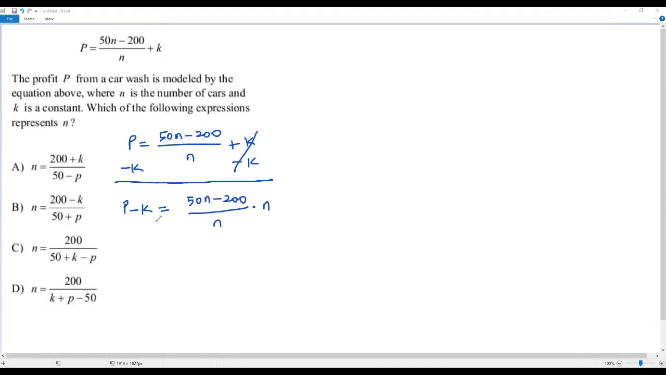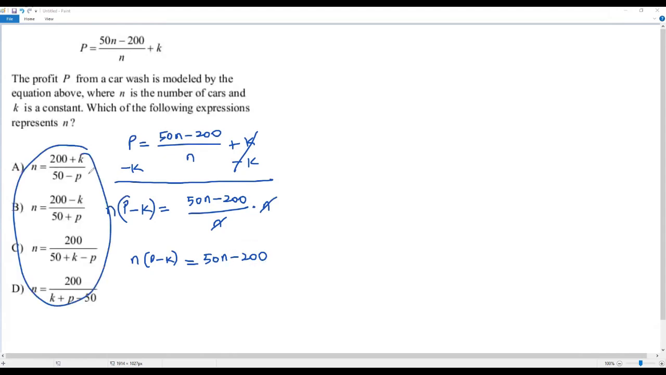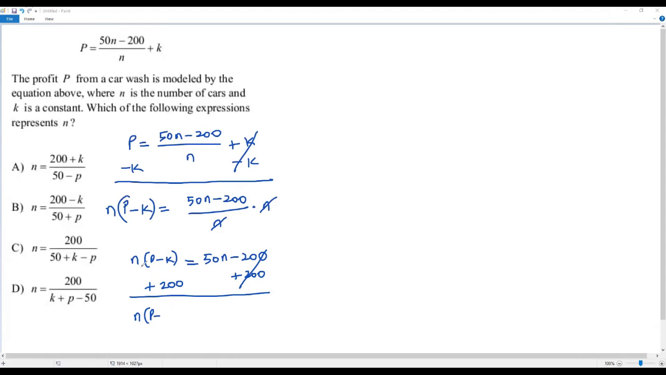Now let me multiply both sides of this equation by n. When I do so, this n will cancel out. I am getting n times (P − k) equals 50n − 200. Here this 200 has a negative sign, but when I go over the answer choices, in all the answer choices this 200 is positive. So let's make this negative 200 a positive 200. For that, we have to add 200 to both sides. When I do so, this negative 200 and positive 200 will cancel out. I am getting n times (P − k) + 200 equals 50n.